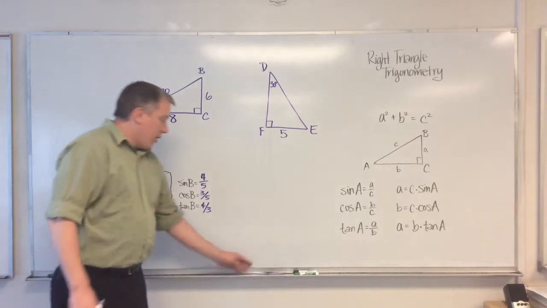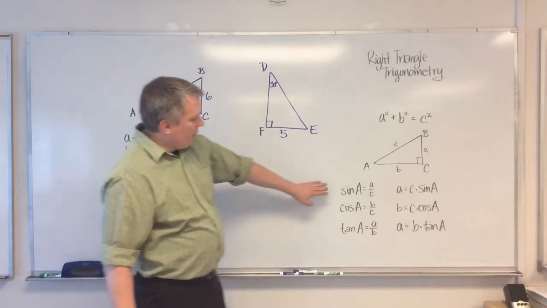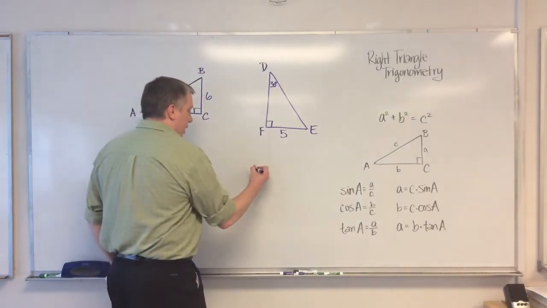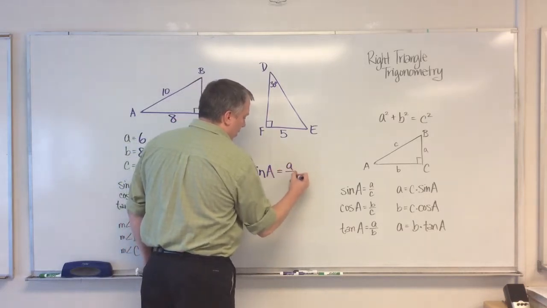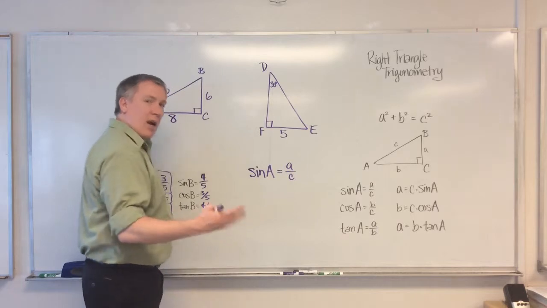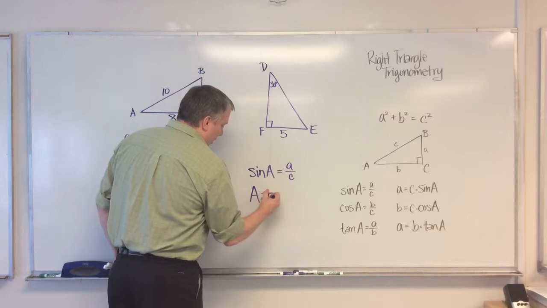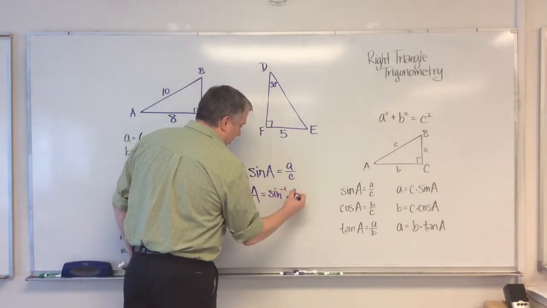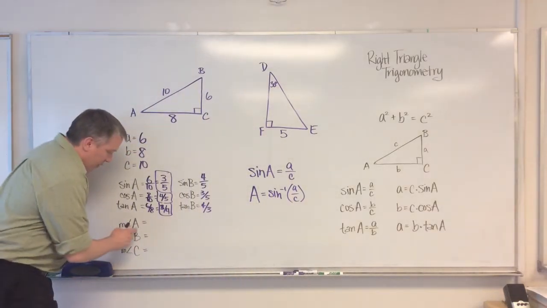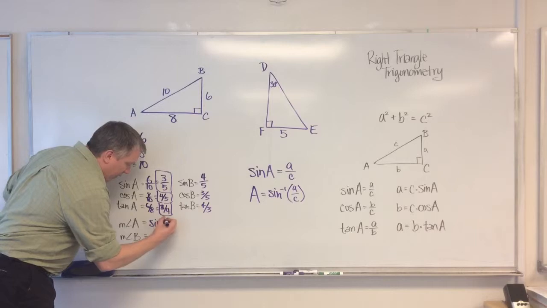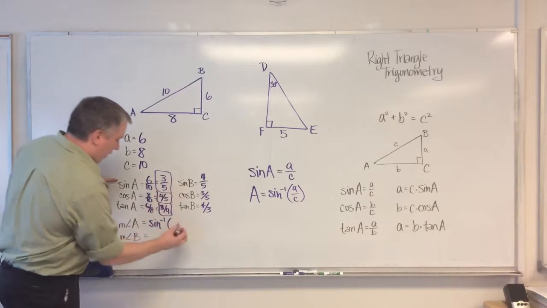Okay, now last we're going to find the angle. And here's how that works. So if the sine of A is A over C, or opposite over hypotenuse, then we have to come up with new language in order to solve this problem. We say that A is equal to the sine inverse of A over C. So in this case, the measure of angle A is equal to the sine inverse of A over C, which is 3/5.